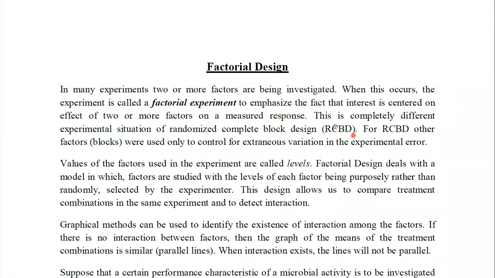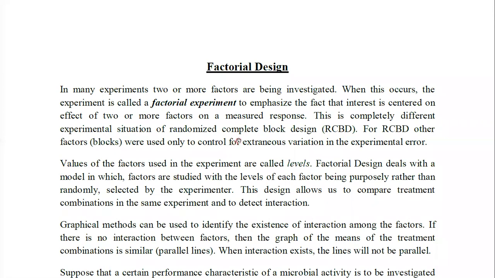In the randomized complete block design, we considered two factors, but we treated one variable as an extraneous variable, just to control the experimental error. We use blocks just to control the experimental error. Therefore, we used one factor as a block, and we are not interested in finding the effect of that variable. We just need a representation of the variable only.